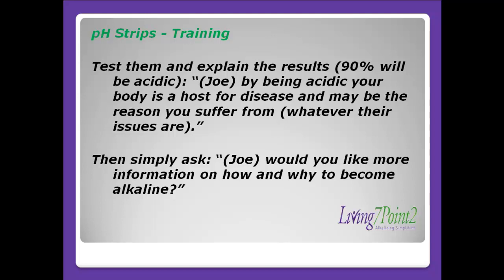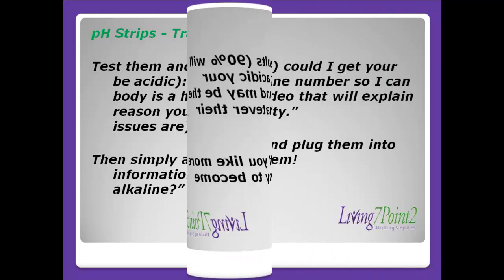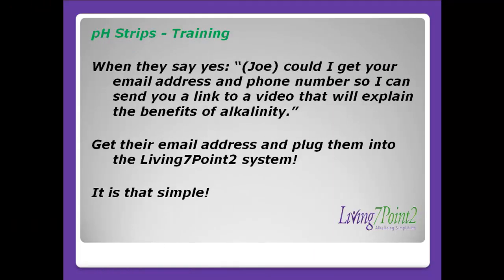Then simply ask them, "Would you like more information on how and why to become alkaline?" When they say yes, here's what you say: "Joe, could I get your email address and phone number so I can send you a link to a video that will explain the benefits of alkalinity?" And that's it. You then plug them in and let the system take over and create a customer or a business partner for you. It's that simple.